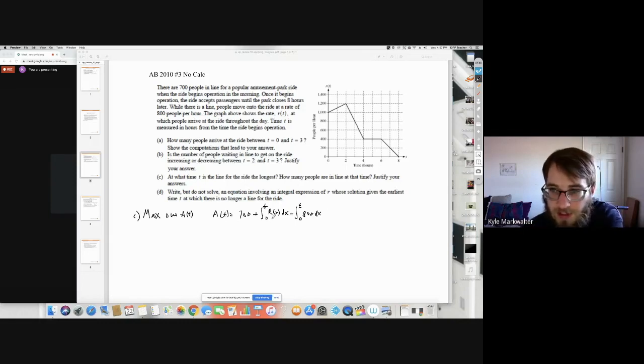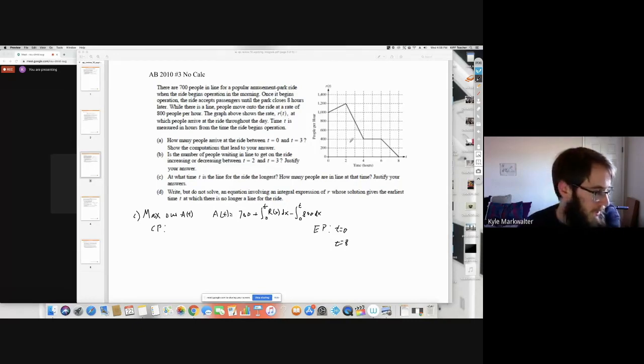All right. So we've done maximum things before. We need critical points. We need endpoints, right? Endpoints are relatively easy to find. t equals 0 and t equals 8. Right, t equals 0 and t equals 8. The critical points get a little tougher.